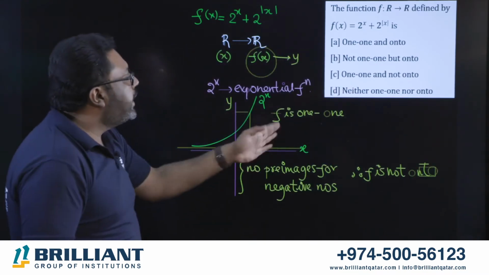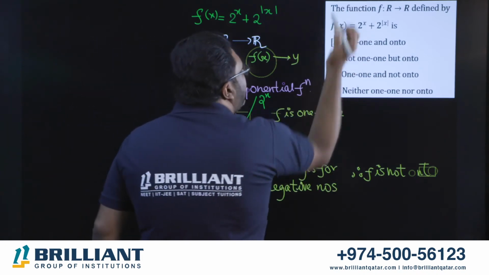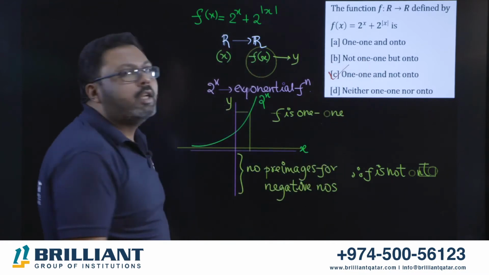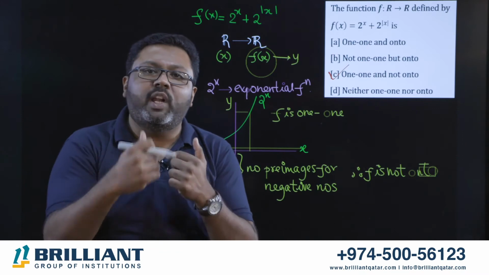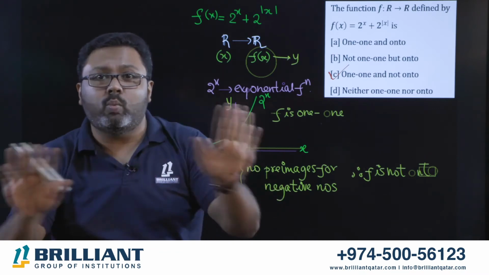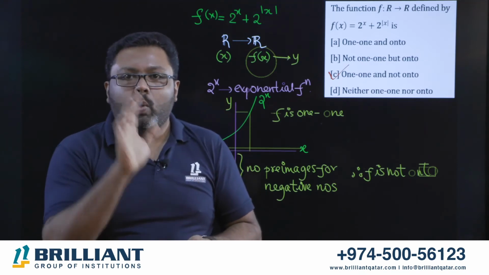Get it? So what can I say? This function is 1, 1 and it is not onto. F is 1, 1 but not onto. So 1, 1 and not onto, option C. Whenever a question comes in your board exam asking about 1, 1 and onto for exponential functions, they are always 1, 1 but not onto.